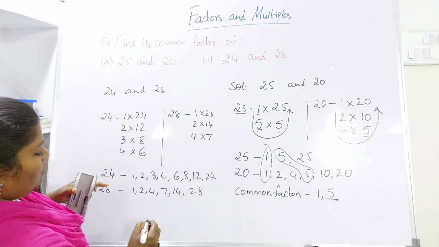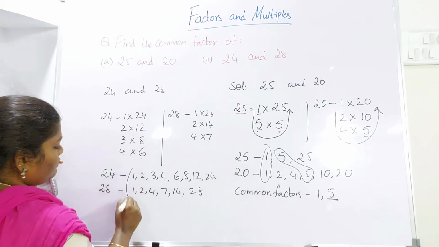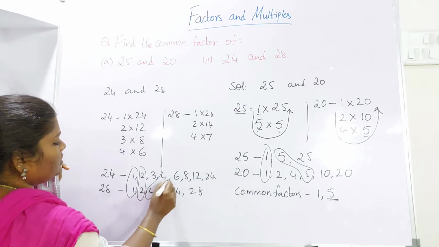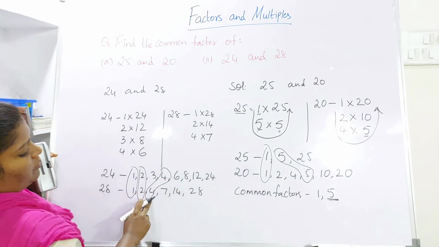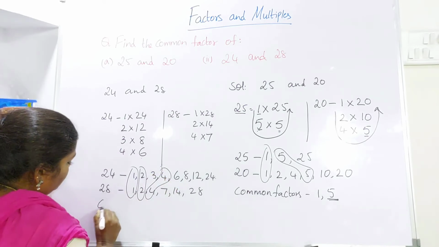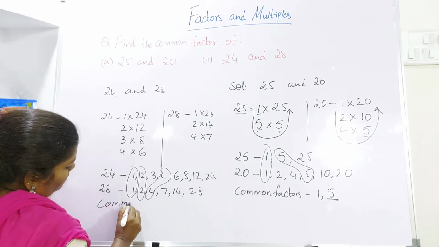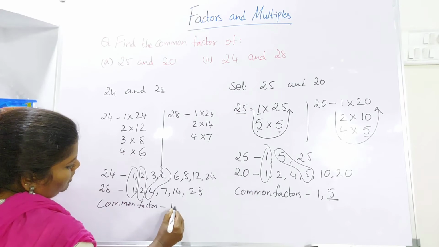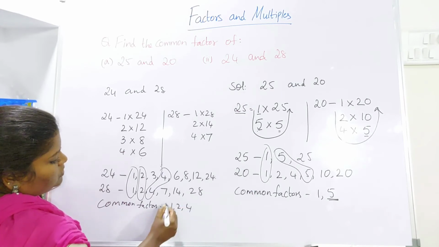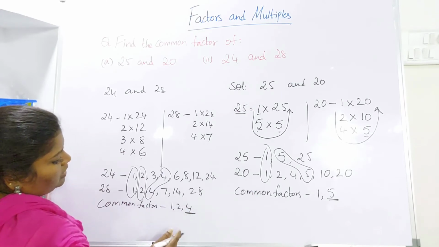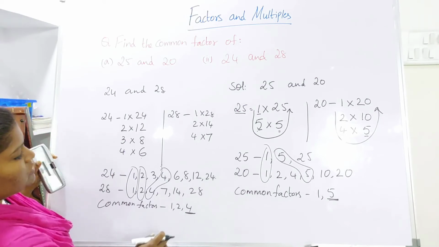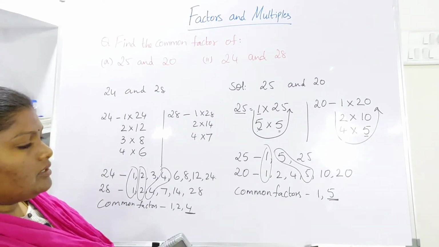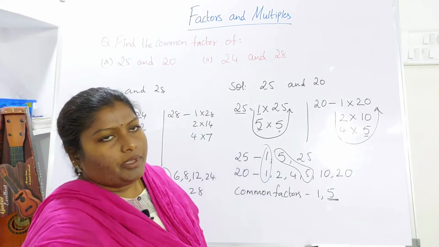Now see which are the common factors. So 1 is a common factor, 2 is a common factor, 4 is a common factor. So common factors are 1, 2, 4. So among these, which is the highest one? Highest one is 4. So 4 is the highest common factor of these two numbers. So let's continue with the next topic.